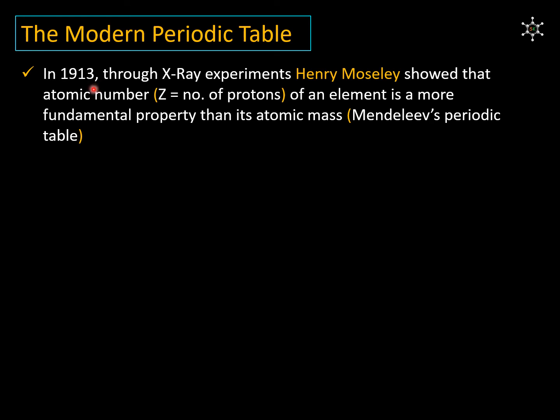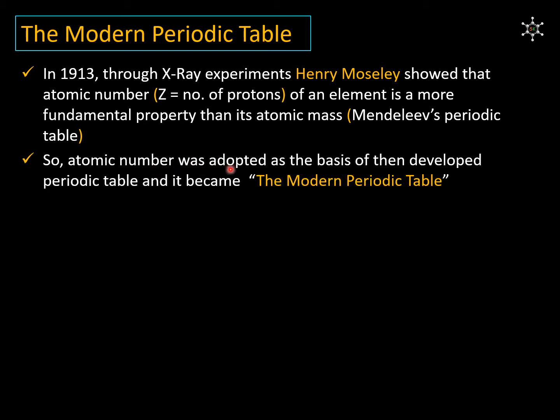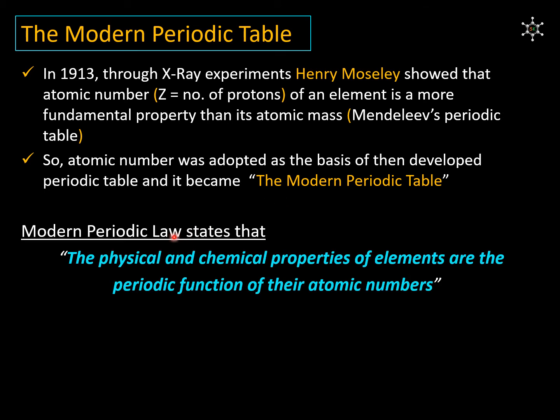In 1913, through X-ray experiments, Henry Moseley showed that the atomic number Z of an element is a more fundamental property than its atomic mass A. So, atomic number was adopted as the basis of the then-developed periodic table, and it became the modern periodic table. The modern periodic law states that physical and chemical properties of elements are periodic functions of their atomic numbers.